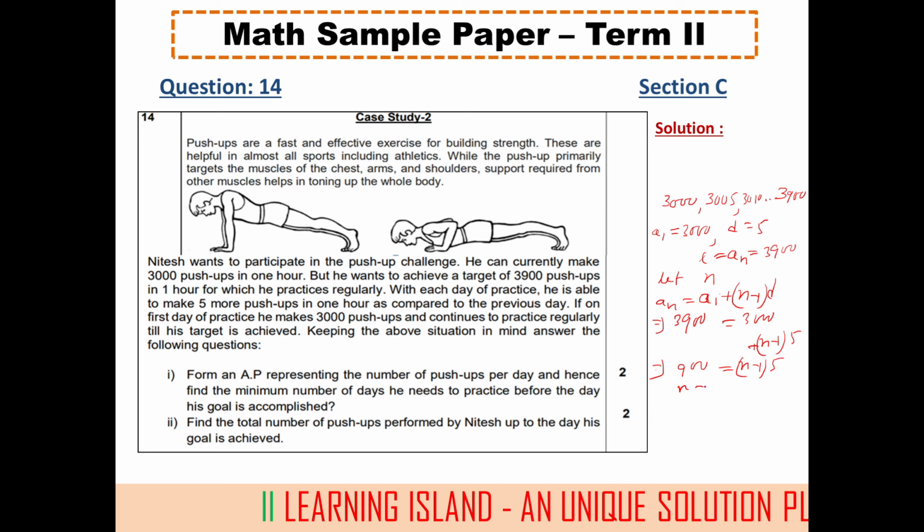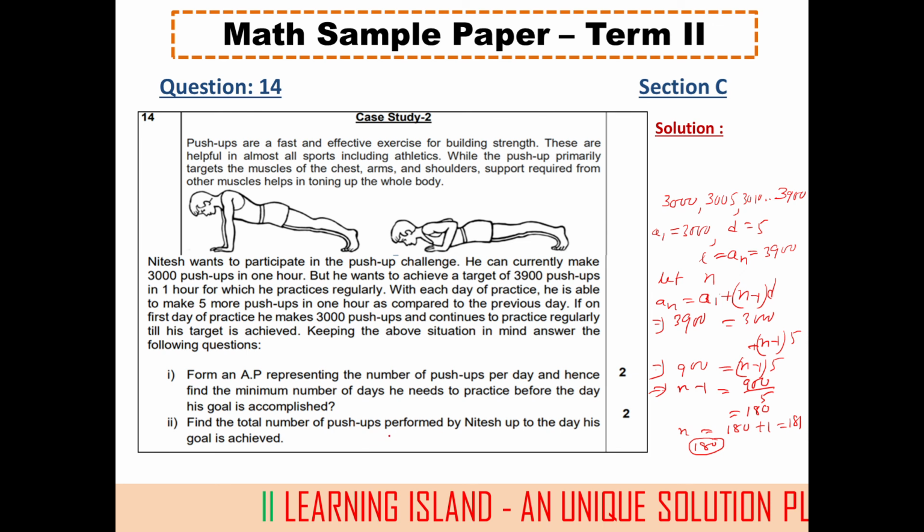So n minus 1 equal to 900 by 5, that is 180. So n is coming 180 plus 1 equal to 181. As one day has already finished, he requires 180 more days. So he needs 180 days more to achieve his goal of 3900. So the first part is done.